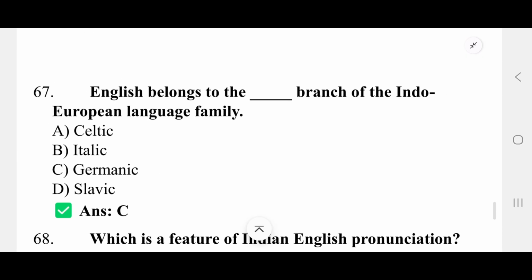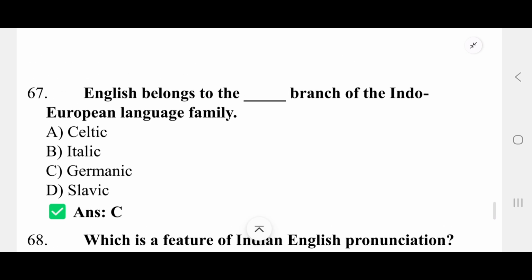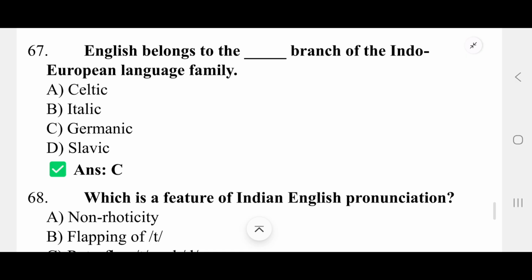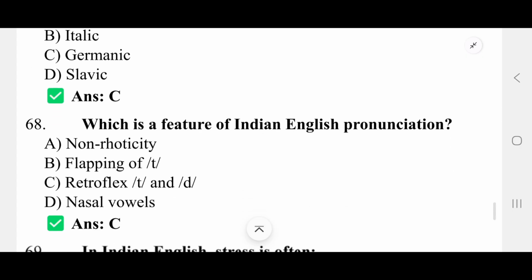67. English belongs to the dash branch of the Indo-European language family. Option C, Germanic. So Germanic ആണ് കറക്റ്റ് ഉത്തരം. ഓക്കെ, ഞാൻ വീണ്ടും റിപ്പീറ്റ് ചെയ്യാണ്. English belongs to the dash branch of the Indo-European language. So option C, Germanic ആണ്. English belongs to Germanic branch, Germanic.